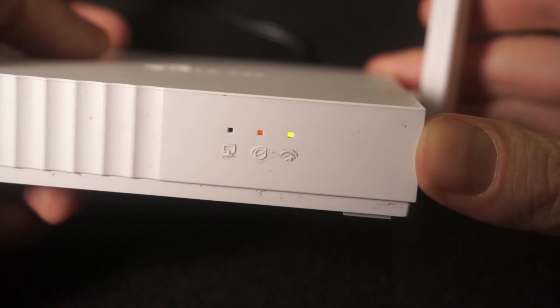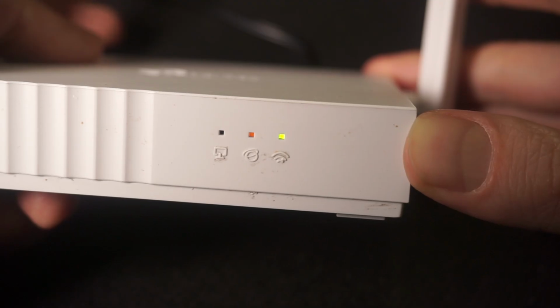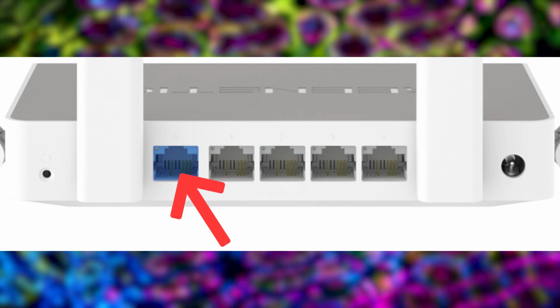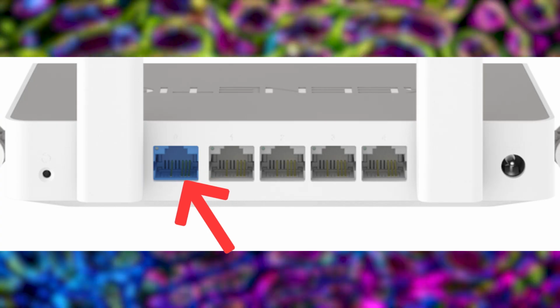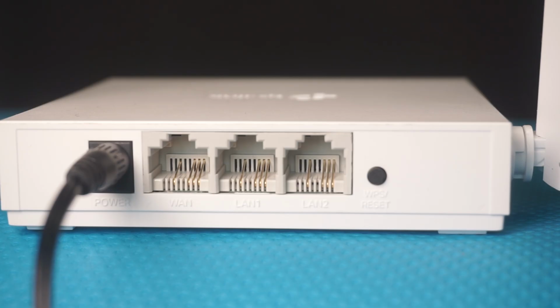When it's powered on, a light will illuminate. It might take a few minutes for the router to fully power up. Next, plug the cable from your broadband provider or modem into the Internet port. This port is often called WAN and is usually a different color. Each cable should be inserted until it clicks.